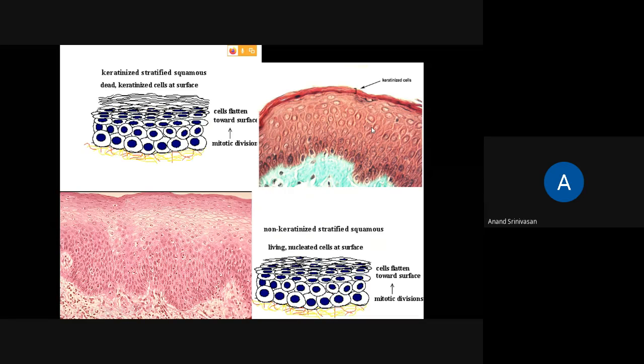So stratified squamous keratinized epithelium, example skin. Stratified squamous non-keratinized epithelium, example mouth, esophagus. So all the intestinal structures, and the cornea, are lined by stratified squamous non-keratinized epithelium.